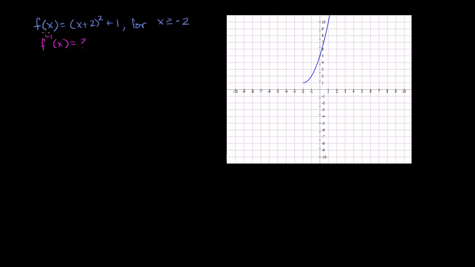We've got the function f of x is equal to (x plus 2) squared plus 1. And we've constrained our domain so that x has to be greater than or equal to negative 2. That's where we've defined our function. And we want to find its inverse.